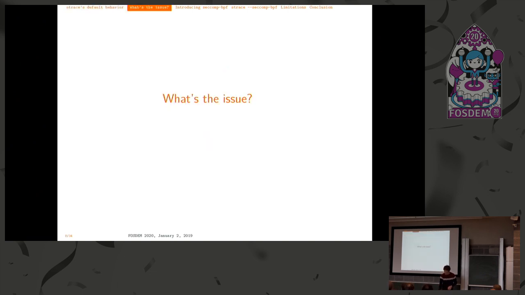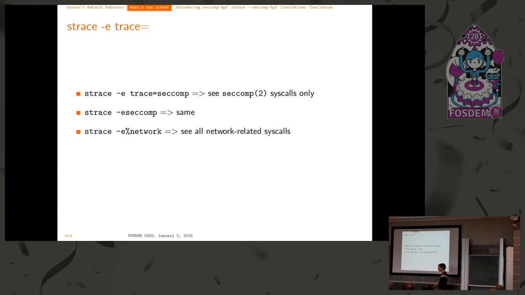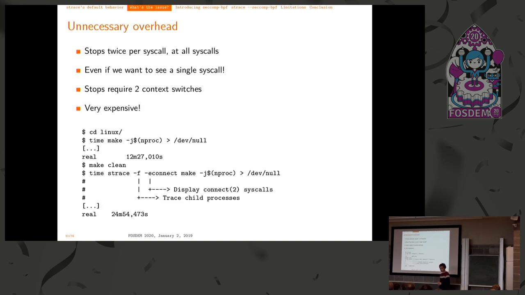So what's the issue here? The issue comes to light if you think about the trace qualifier. The trace qualifier is a way to select which syscalls you'd like to see. For instance, if you only want to see the seccomp syscall, you're going to do dash e trace equals seccomp. You can do the same with dash e seccomp. And then you've got some other aliases, for instance, for all of the network-related syscalls, such as percent network. However, when you're doing this, it's still going to stop twice per syscall at all syscalls.